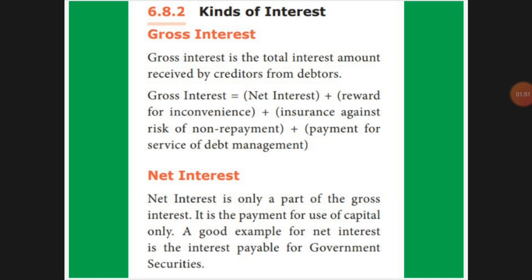Net interest means the gross interest when we use the capital. For that we have to pay interest. That can be government securities, for example. The government property or government security, we can use it, but we cannot own it ourselves. So when we are using it, we have to make a payment. That payment is called interest.